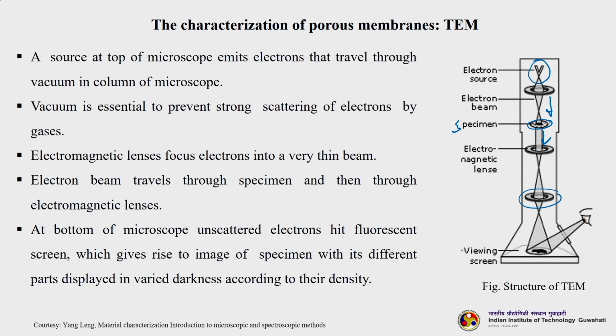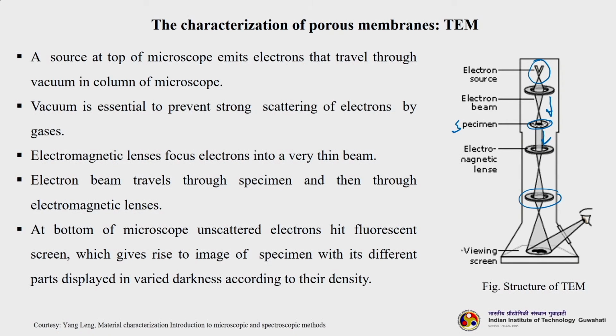A source at the top of the microscope emits electrons that travel through the vacuum in the column of the microscope. There are multiple lenses, and depending upon the arrangement of a particular TEM, we can have various types of lenses. Vacuum is essential to prevent strong scattering of electrons. Electromagnetic lenses focus electrons into a very thin beam, which is very important in case of TEM. The electron beam travels through the specimen and then through electromagnetic lenses. At the bottom of the microscope, unscattered electrons hit the fluorescent screen, which gives rise to an image of the specimen with its different parts displayed in varied darkness according to their density.